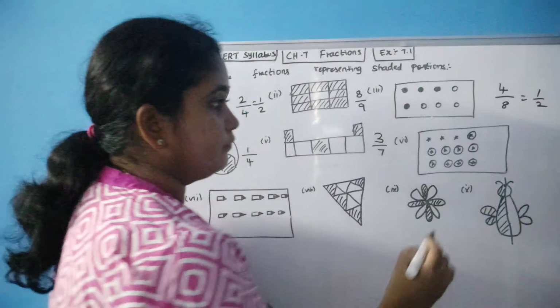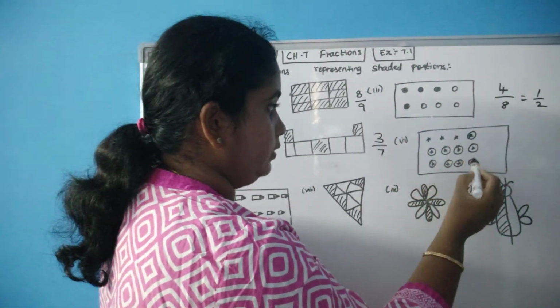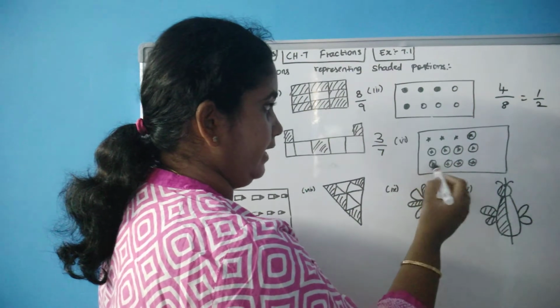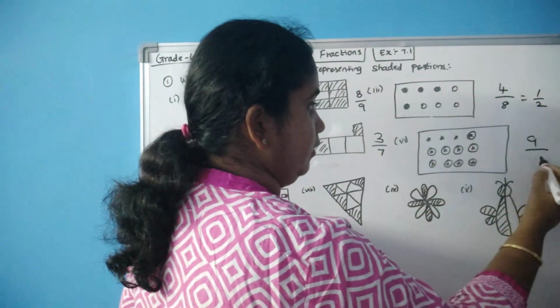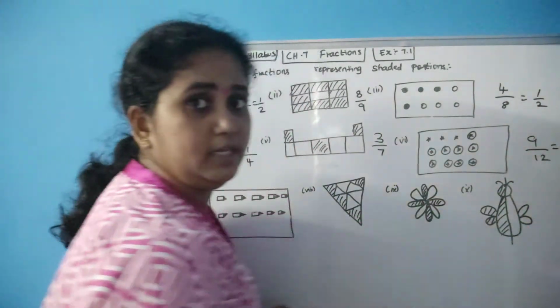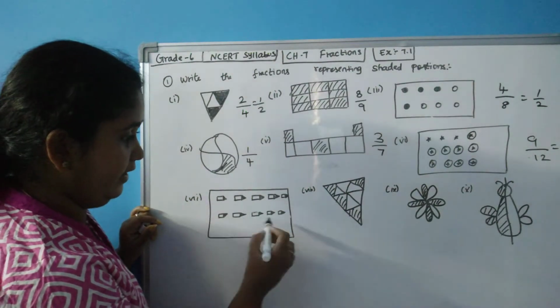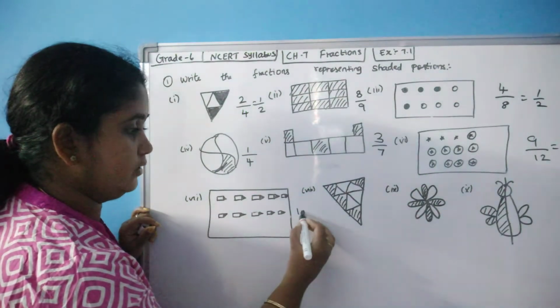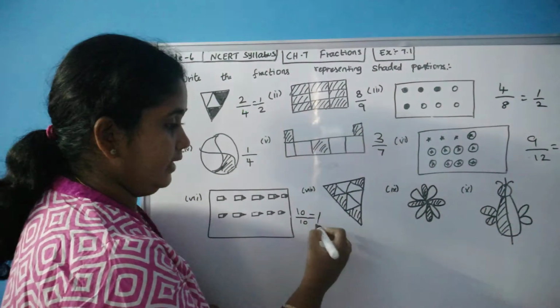See next one. Consider a circle as shaded part. 1, 2, 3, 4, 5, 6, 7, 8, 9. 9 parts are shaded out of 10, 11, 12. Out of 12. So if you simplify this, 3 threes are 9, 4 threes are 12. 3 by 4. Okay, next one. See here, 5, 5, 10 is there. 10 is also shaded. So 10 by 10 parts is shaded. If you simplify this, you will get 1.